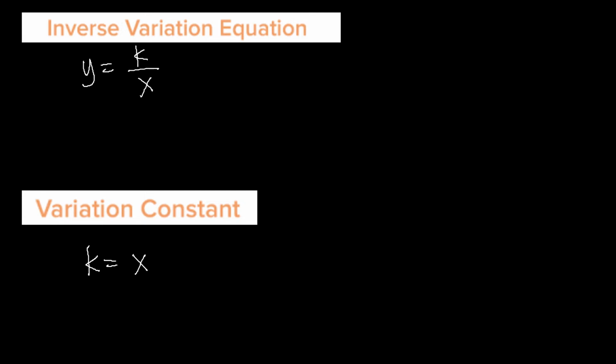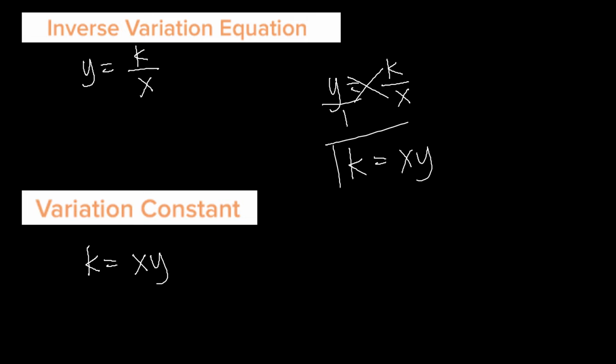is equals to XY. So, paano ba kinuha yung variation constant? So, from our equation, Y equals K over X, we simply cross multiply to find the K. So, K times 1 is K. Cross multiplication, Y times X is XY. So, that's why we have this constant of variation na formula.